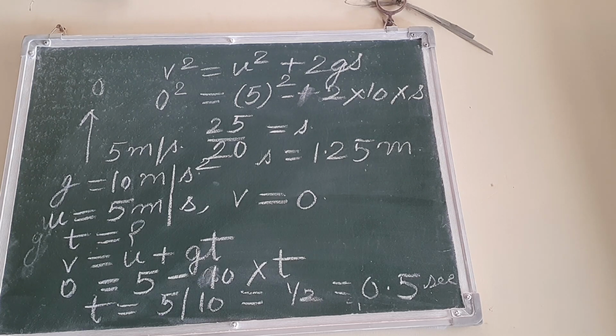Now we have to find the distance that is moved. v square is equal to u square plus 2gs. So it is 0 square is equal to 5 square minus 2 into 10 into s. So it is 25 upon 20 is equal to s. So it is coming out to be 1.25 meters. So this is our answer.